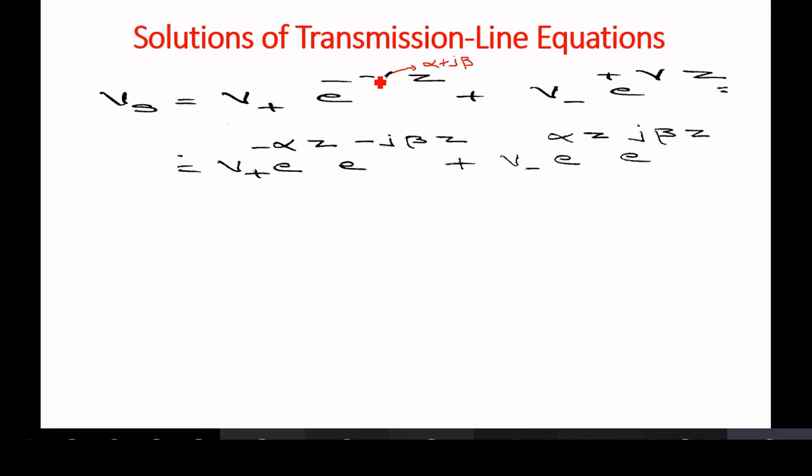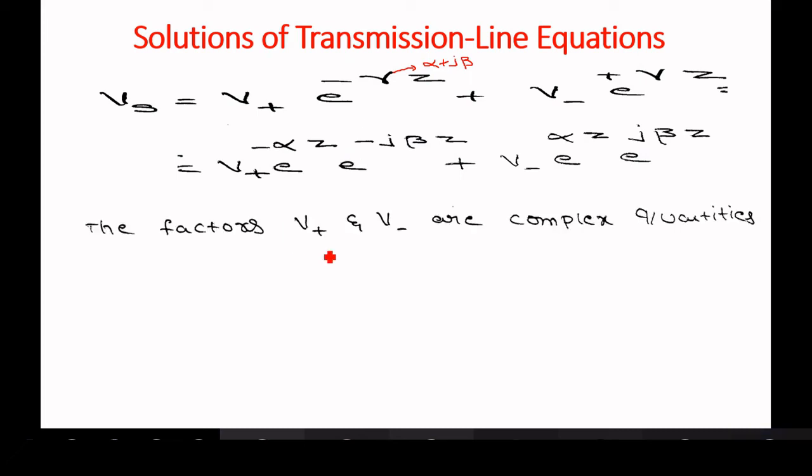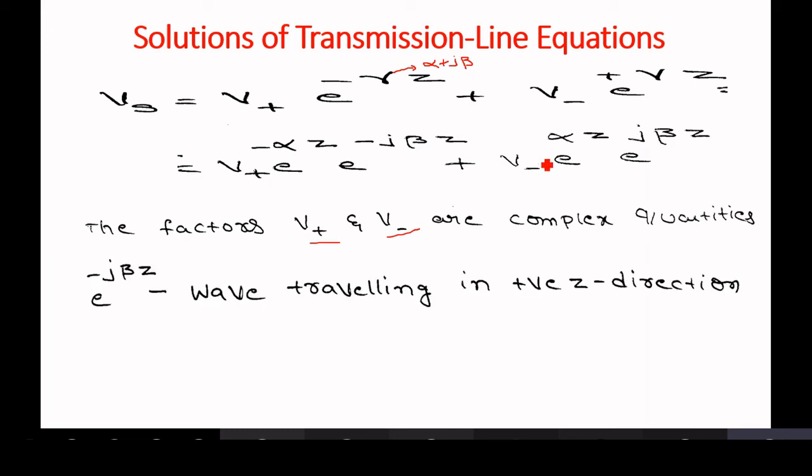Simply in place of gamma we have substituted alpha plus j beta, and we have separated the terms using e power a plus b, which we can write as e power a into e power b. So by using that substitution we have separated both the terms. The factors V plus and V minus are also complex quantities. We will see why it is the case.